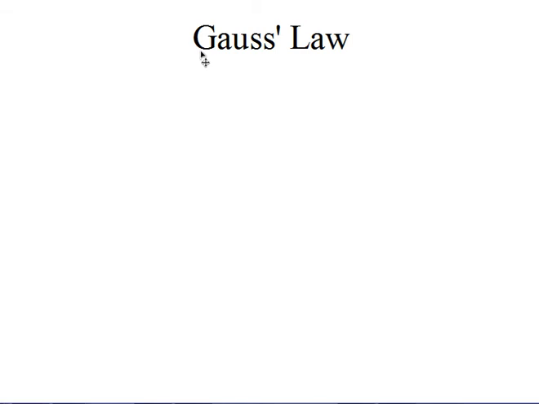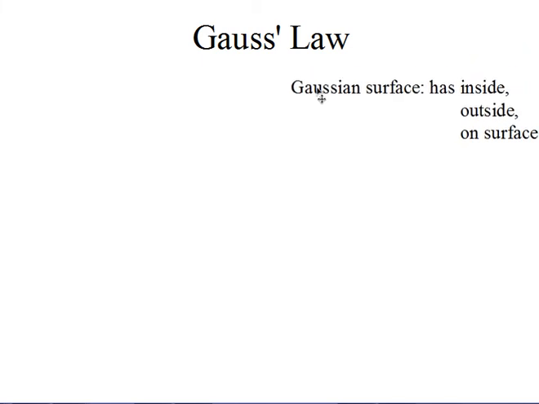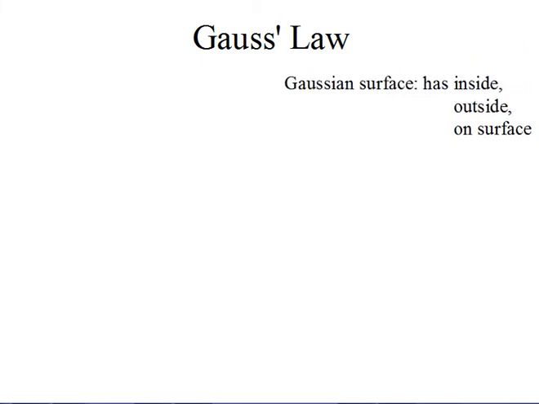Gauss's law was actually developed by Gauss for dealing with gravity, but we are going to apply it to electric fields, and it is the first of Maxwell's four equations that we are going to be learning this semester. We begin with the need for what is known as a Gaussian surface.